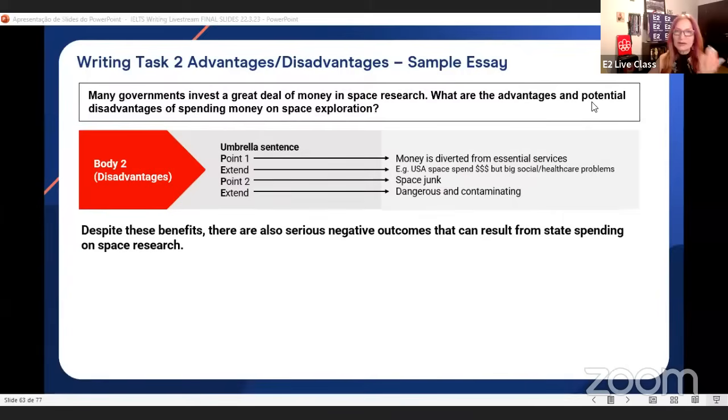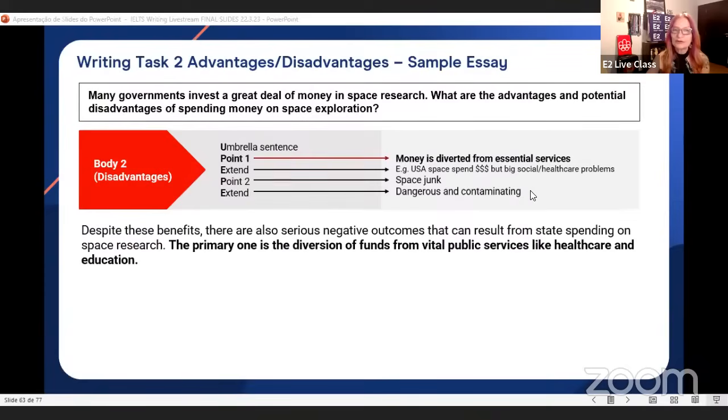Okay, so now the first one. So this is kind of a concession sentence, in fact. So we go, despite these benefits, so connecting body 1 to body 2, there are also serious negative outcomes that can result from state spending on space research. Once again, really on topic, connected to the prompt, because ultimately at the end, you have to answer the question, regardless of the essay type. By the end of your essay, the examiner has to have an answer to the question asked, okay?